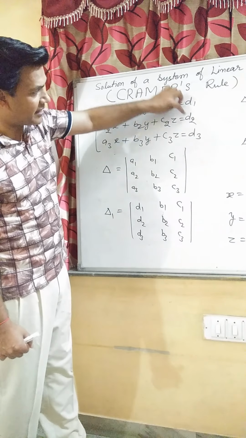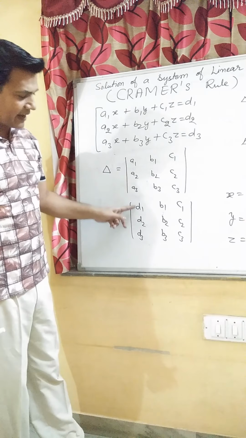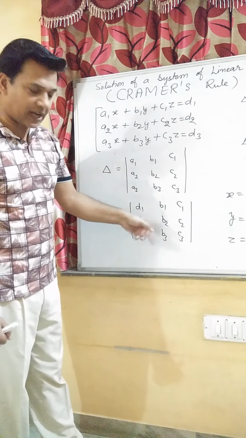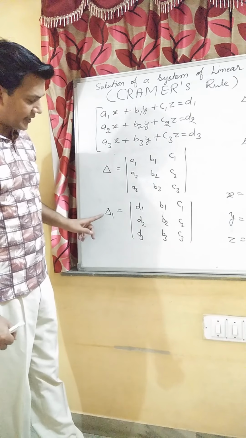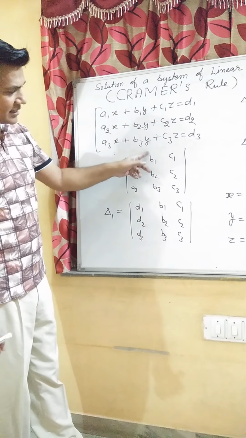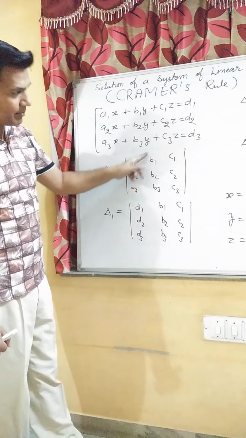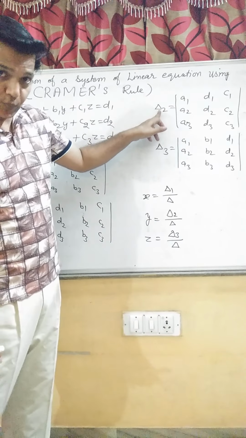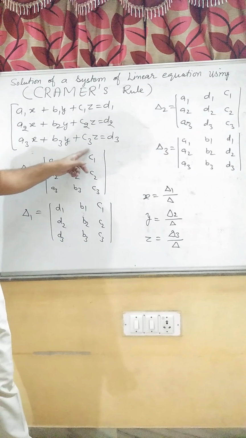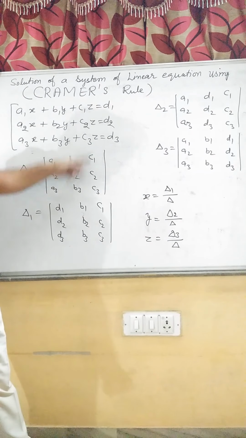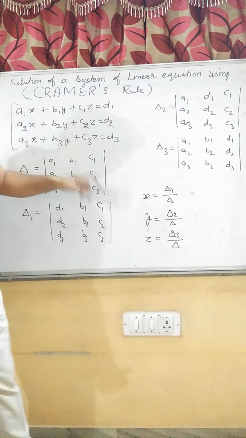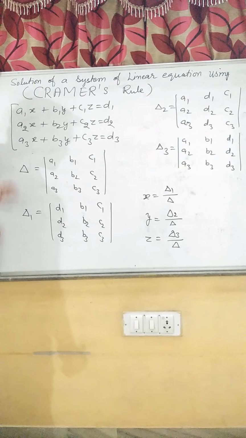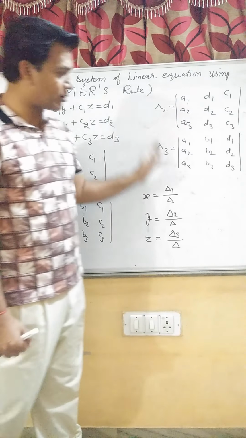Now we are going to replace the first column a1, a2, a3 by the three constant terms d1, d2, d3. Write the values here, d1, d2, d3. The rest of the two columns stay as they are; we are not changing that. It is called del 1. If we change the second column by d1, d2, d3, it is called del 2. And if we replace the third column by d1, d2, d3, it is called del 3. So now we have four determinants: del, del 1, del 2, del 3.